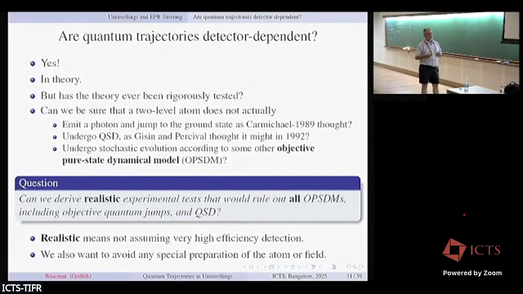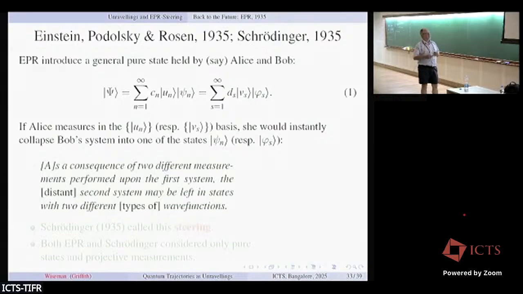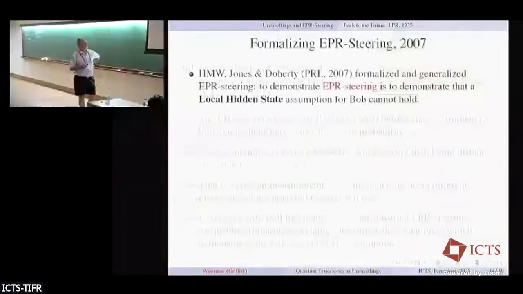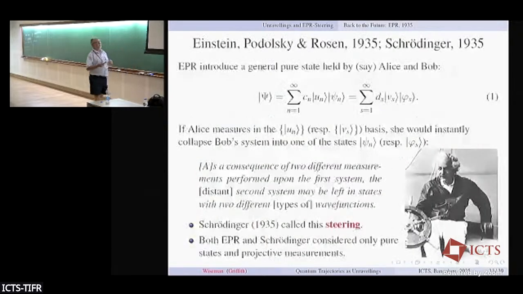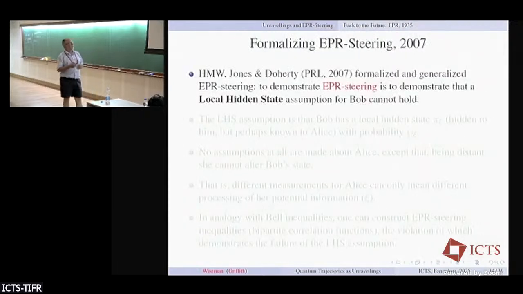I explained how my proposal for doing such a test was based on the idea of EPR steering, going back to 1935, but in particular as formalized in this paper of mine in 2007 with Steve Jones and Andrew Doherty, which formalized things in terms of a local hidden state model. This is my most cited paper. What I didn't say is that the reason I wrote it was precisely because I was interested in this question. So it all does trace back to quantum trajectories, even though that's not what this paper was about. It took a couple of years to get around to applying the theory to what had originally motivated me.